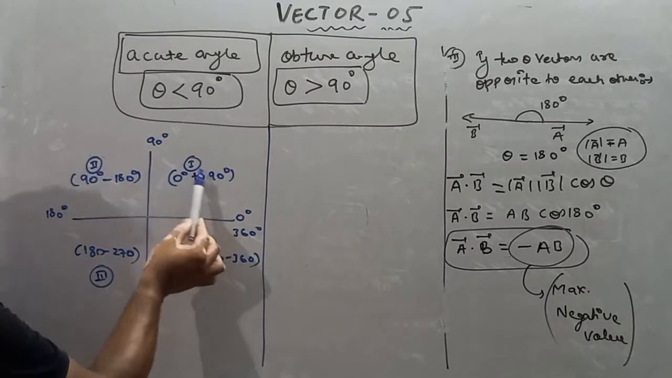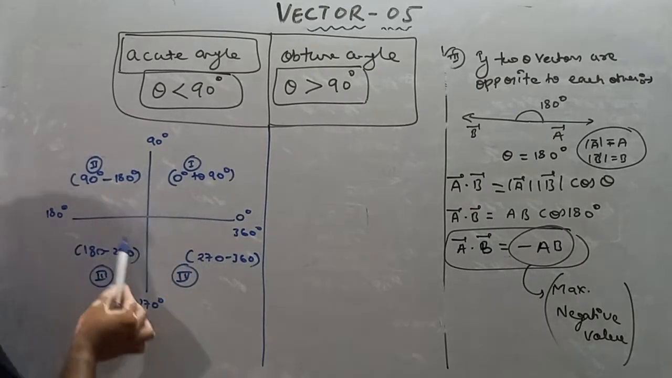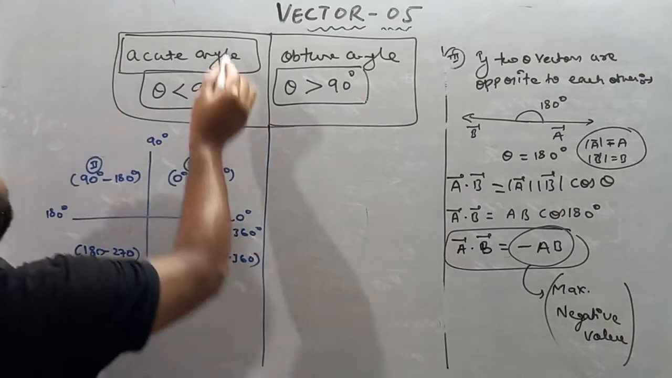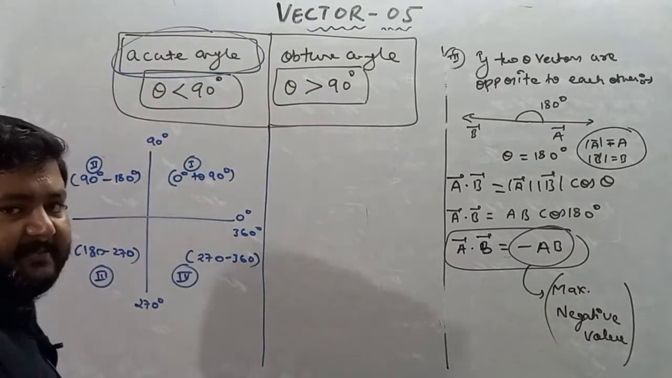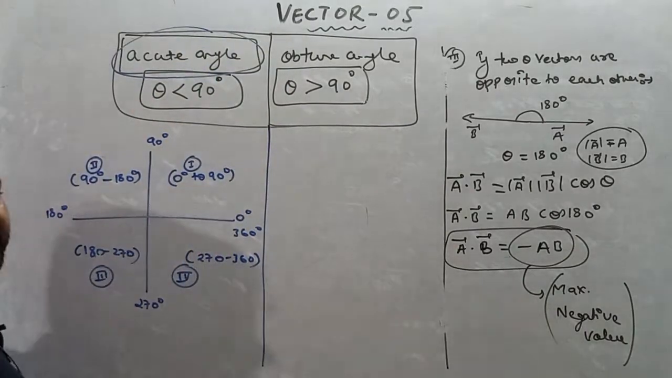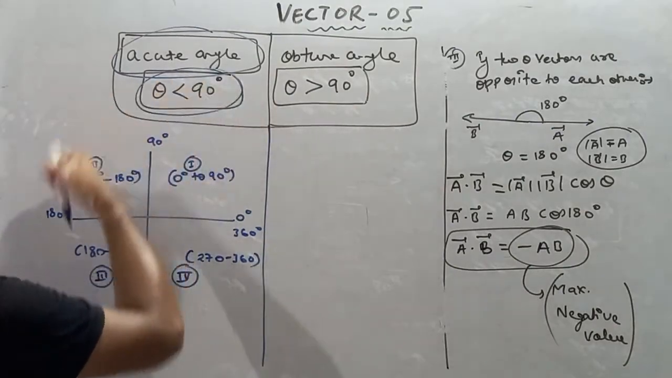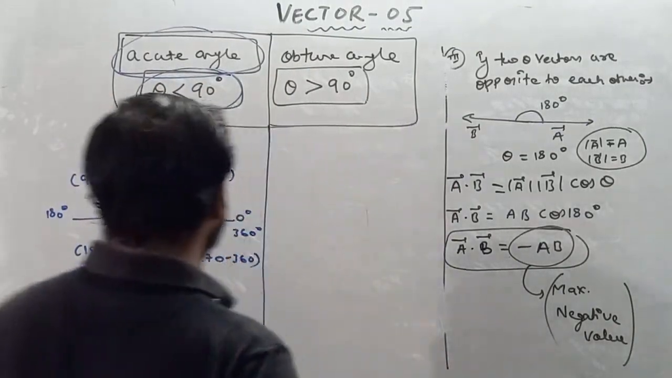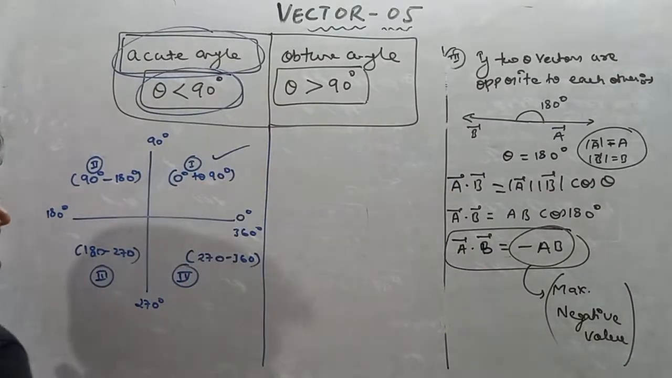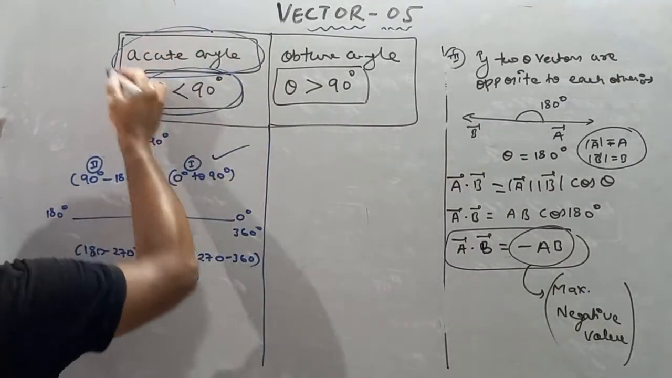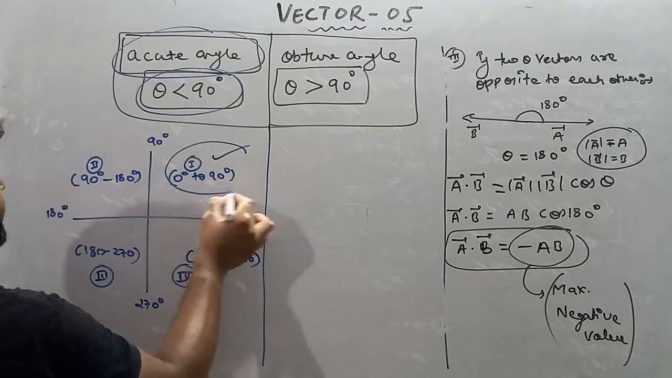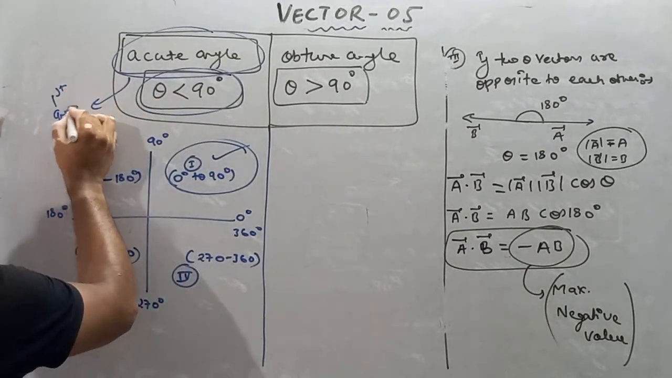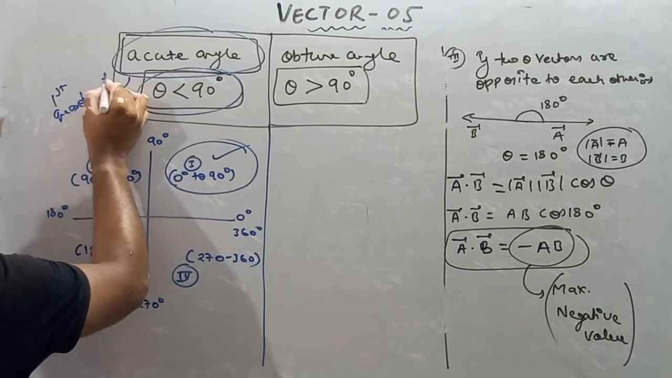This is your first quadrant, this is your second quadrant, this is your third quadrant, and this is your fourth quadrant. If I am talking about acute angle, then we have a condition that acute angle is less than 90. So we'll say less than 90 means first quadrant. Whenever we are talking about acute angle, remember we are talking about first quadrant. I'll write here, it is considered to be in first quadrant.